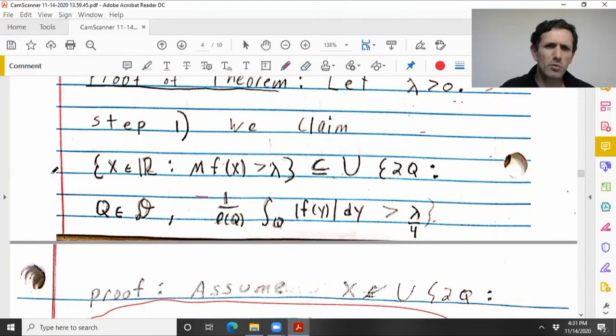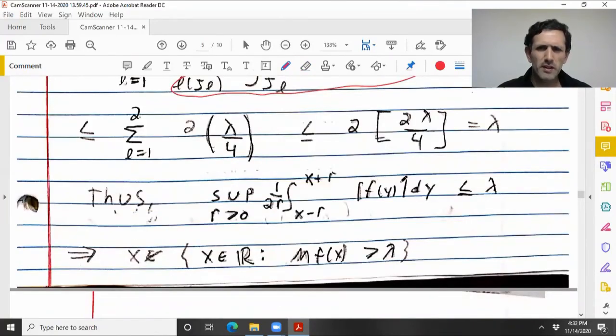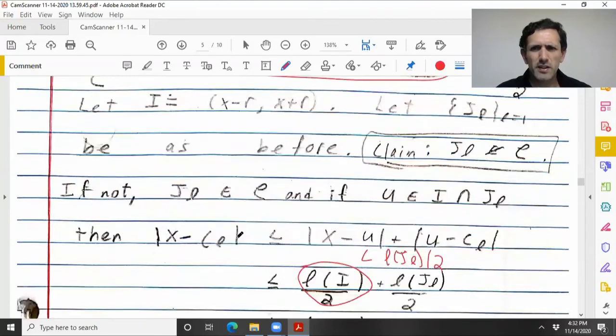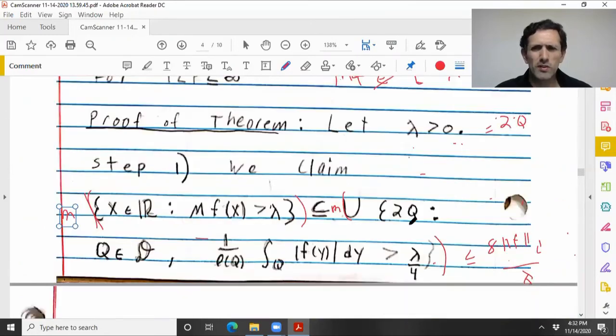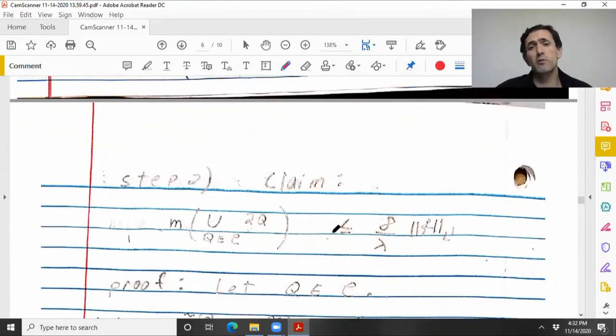Okay, so the next step here is, well, I'm going to take the measure of both sides here. And the next step is going to be to prove that this is actually, I think it's 8 times the L1 norm of f over lambda. So that's going to be step 2. So step 2 is proving exactly this. And remember, I said that the collection of all these dyadic cubes is script C. So this is really the union over all Q in script C of 2Q. All right, so let's prove this. And this is a really beautiful proof.